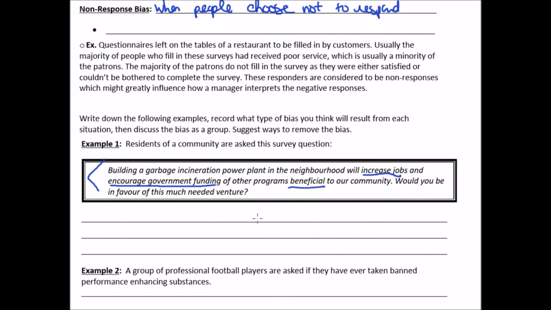Would you be in favor of this much needed venture? Okay, lots of words that are very positive, right? They're pro. Increase jobs, that's a positive thing. Encourage government funding, beneficial. Are you in favor? It doesn't say are you against, it says are you in favor? Much needed, okay? So this is definitely a measurement bias.